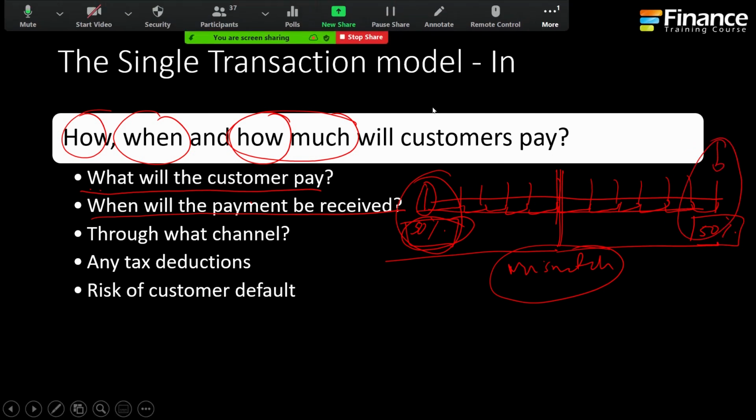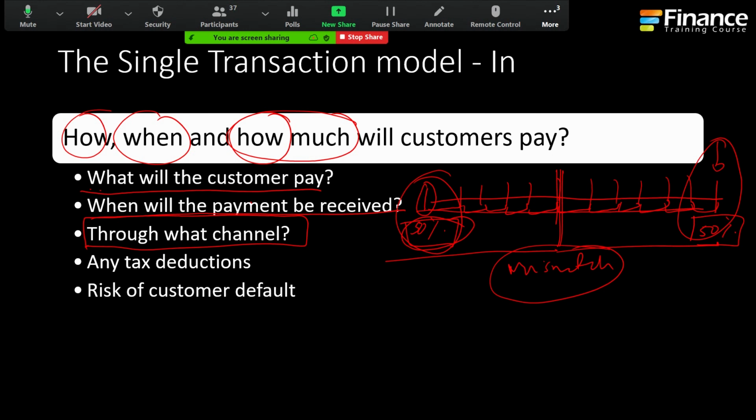Then I think the third piece is through what channel? As in, when the customer makes the payment, how will you get the payment? Will it come through an interbank fund transfer? Will it be a check? Will it be a pay order? Will they do a direct transfer? If it's an international customer, will they do a SWIFT transfer, which is a cross-border payment?